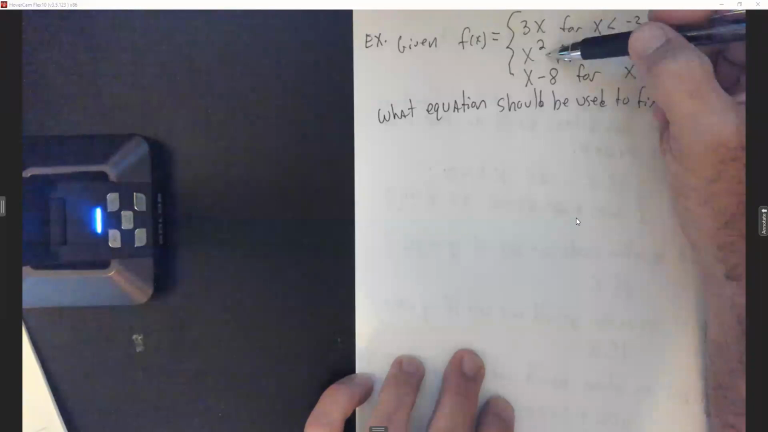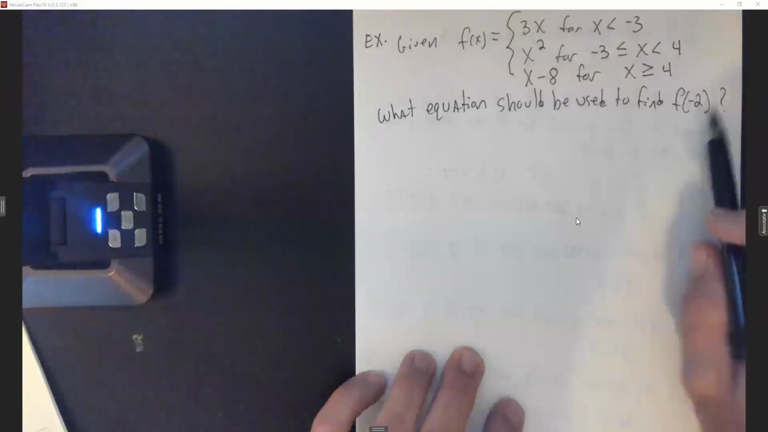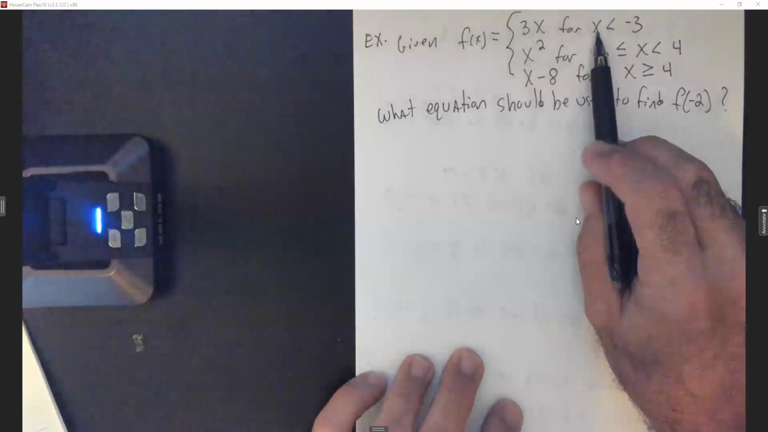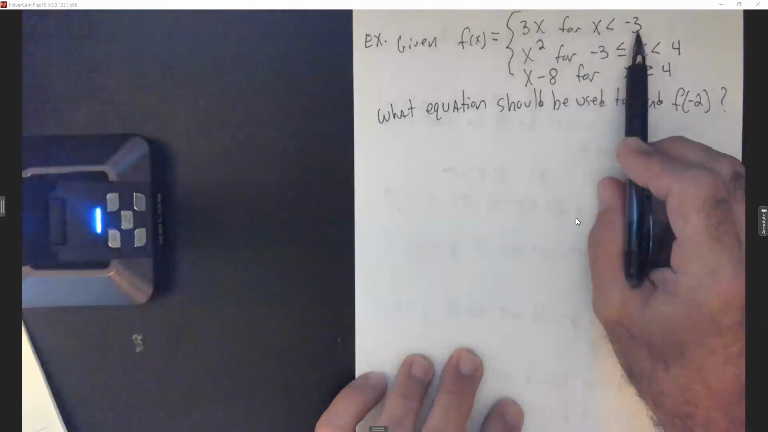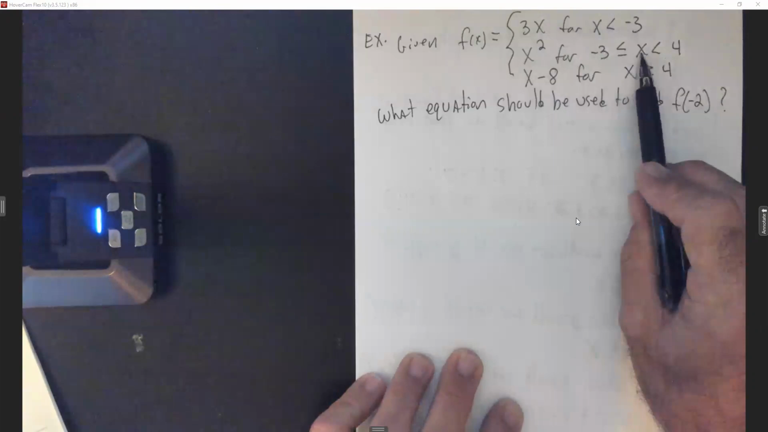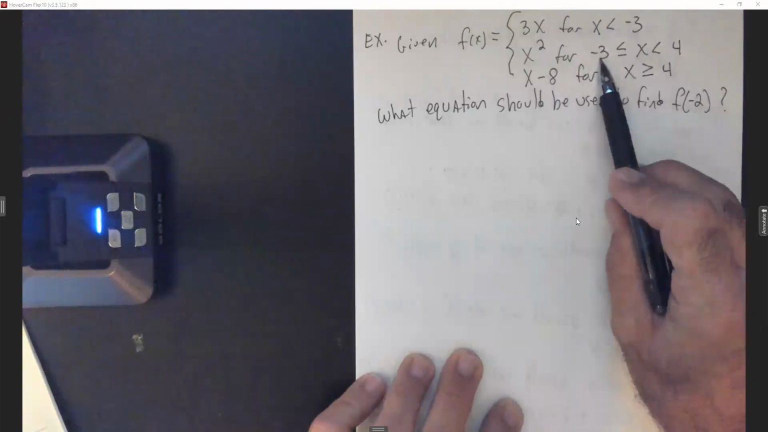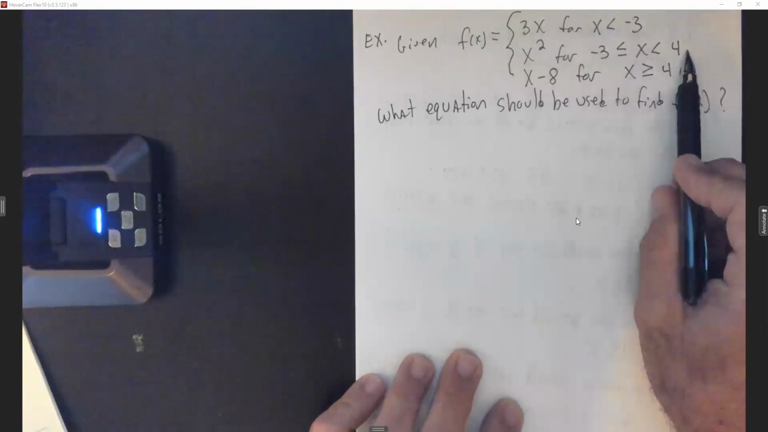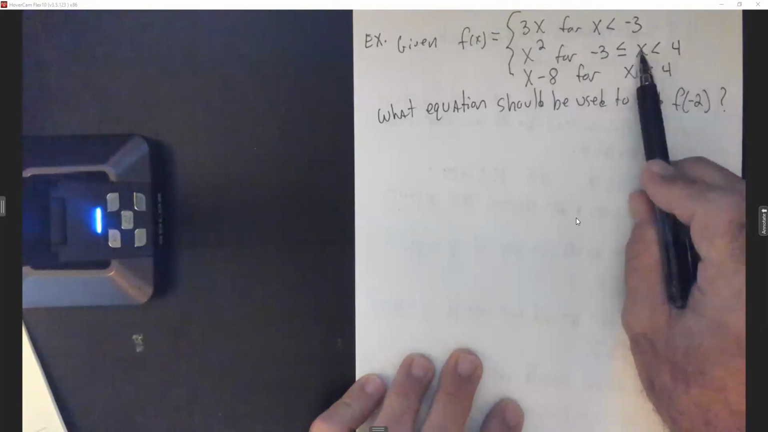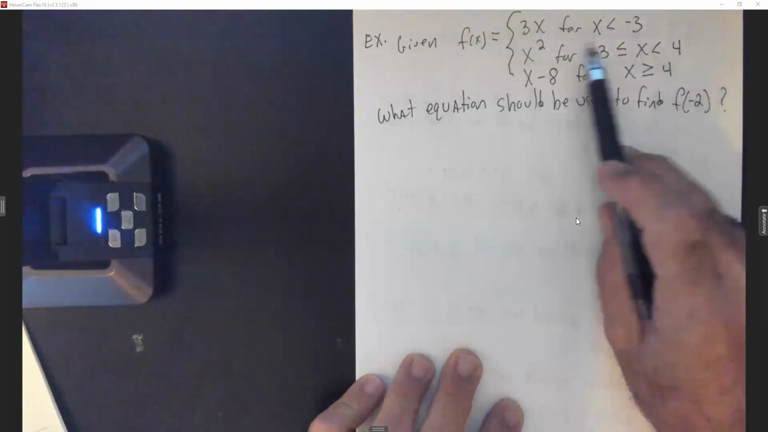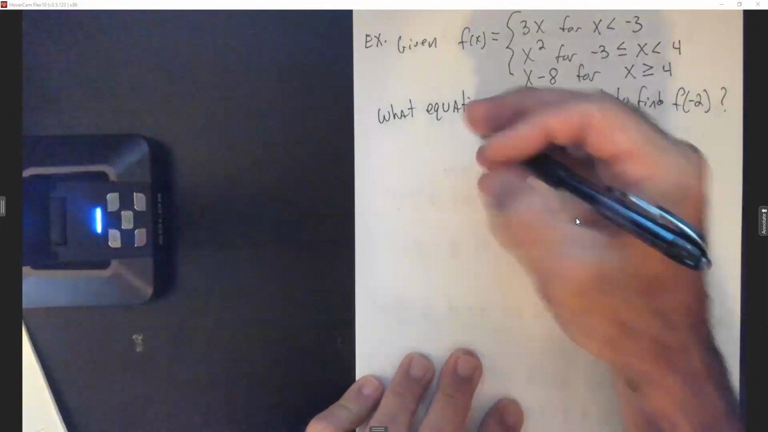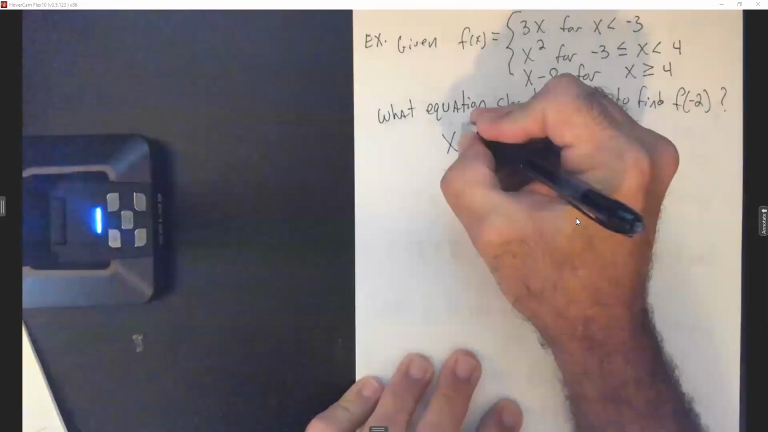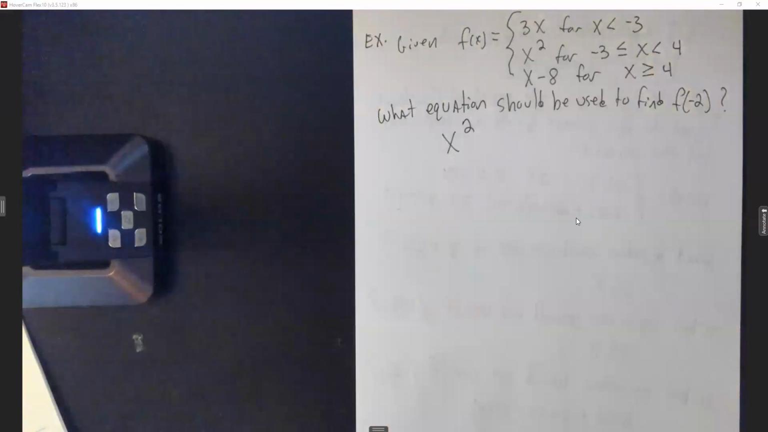So let's figure out where the negative 2 is going to fall. Negative 2 less than negative 3 is false. Let's see, if negative 2 was here, negative 3 would be less than or equal to negative 2. That part's true. And then negative 2 is less than 4. So negative 2 would fall right in between the negative 3 and the 4. So I would use the second equation, which is x squared. Now at this point, they don't want me to find those values. They just want me to figure out which equation I would use.